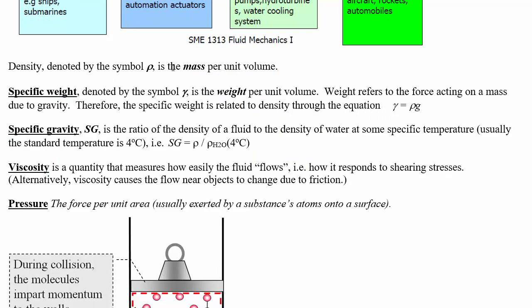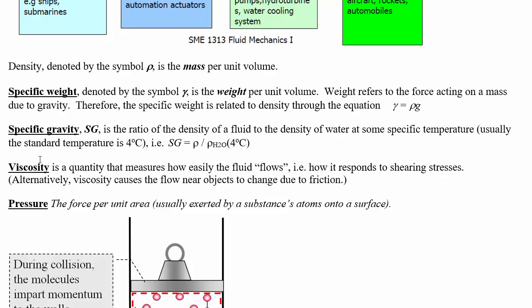Density is rho, which is mass per unit volume. Specific weight, given the symbol gamma, is the weight per unit volume. So it's the density multiplied by little g. Specific gravity is the ratio of the density of a given fluid to the density of water. Density has the units of kilograms per meter cubed. Specific weight would have the units of newtons per meter cubed, and specific gravity is unitless because it's comparing everything to water.